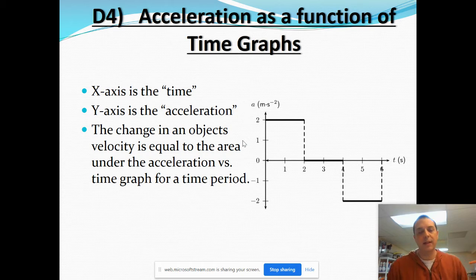The last graph we're going to look at, and this is more of a rare graph, but we're going to talk about it, is acceleration as a function of time graphs. Here we have time on the x-axis and acceleration on the y-axis. The only really relevant value that we could discern from this, other than just reading what the accelerations are at particular times, is the area under the curve. This area of an acceleration as a function of time graph gives us the change in velocity over that time period.